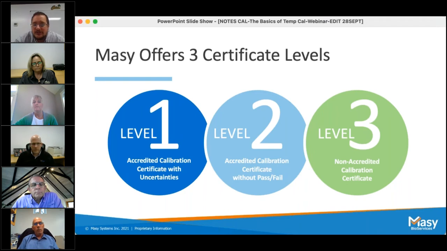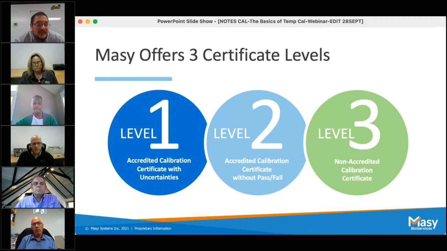Level 2 calibration is also an accredited calibration. It still provides the results from the device under test and standard, but the biggest difference is it doesn't show you a pass or fail, and it doesn't show a tolerance. So these are good for folks who want to interpret their own measurement results.